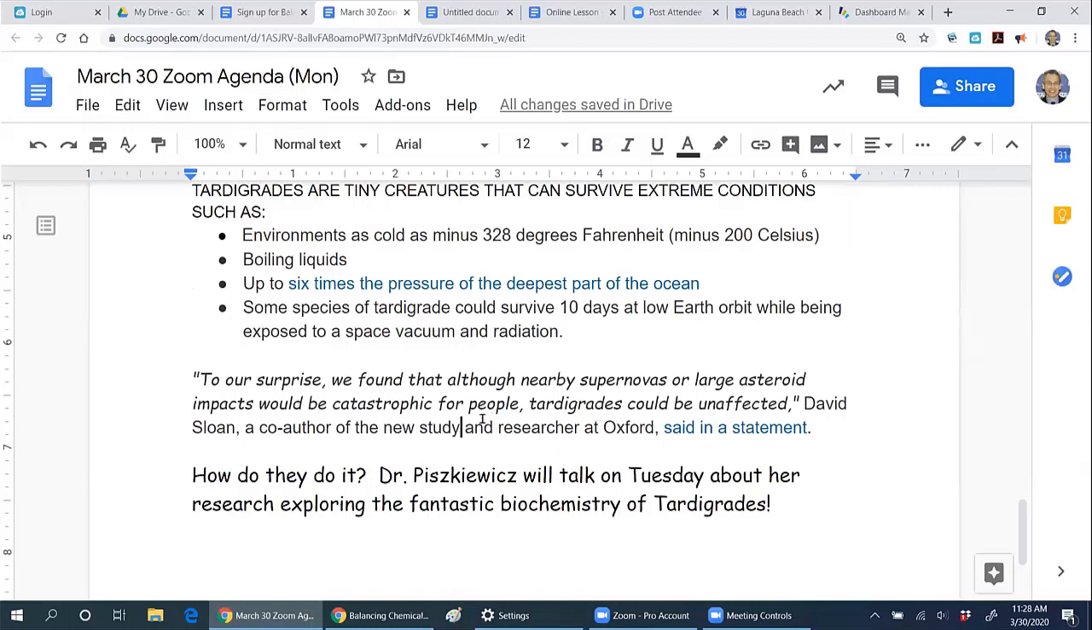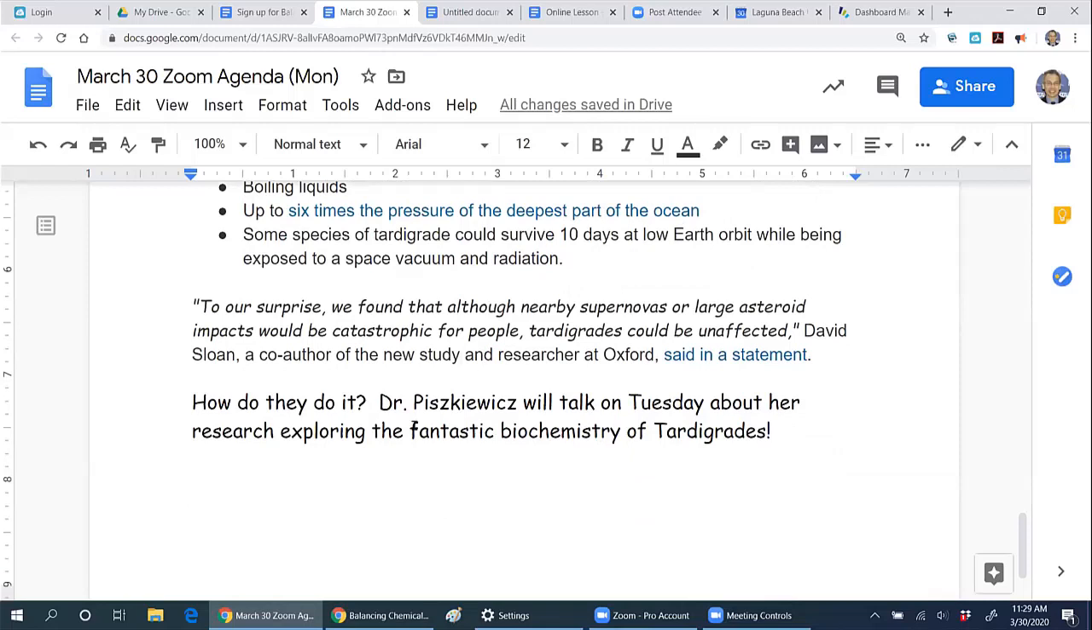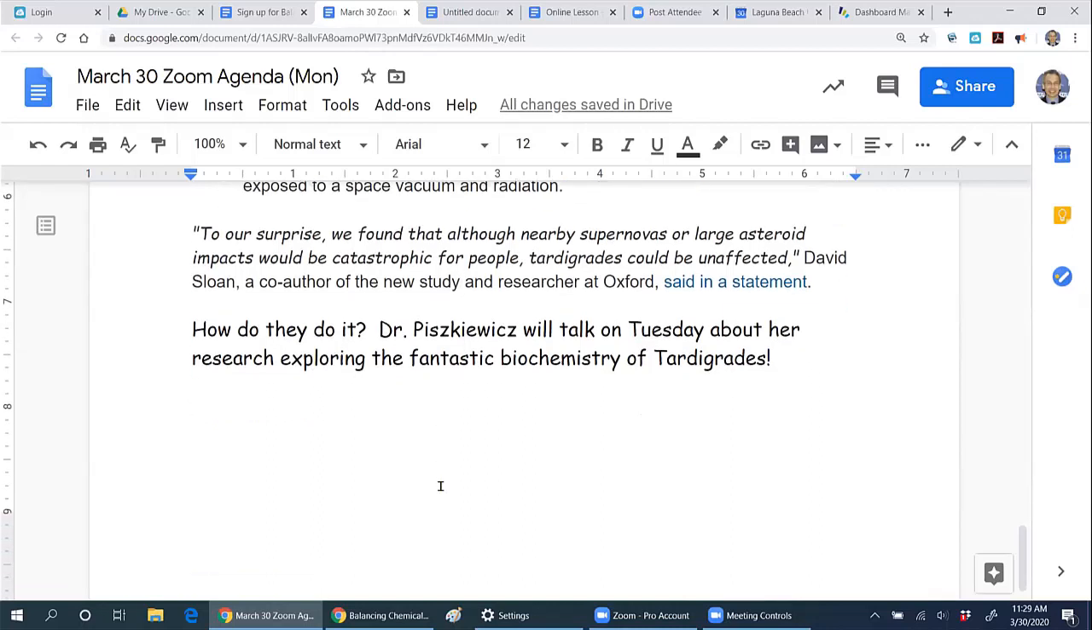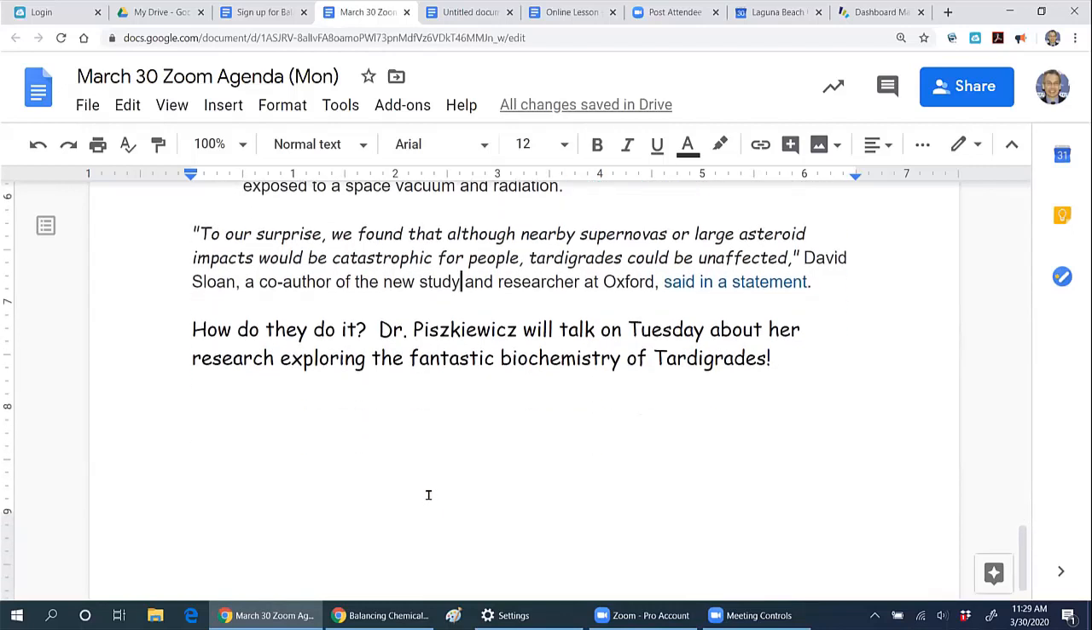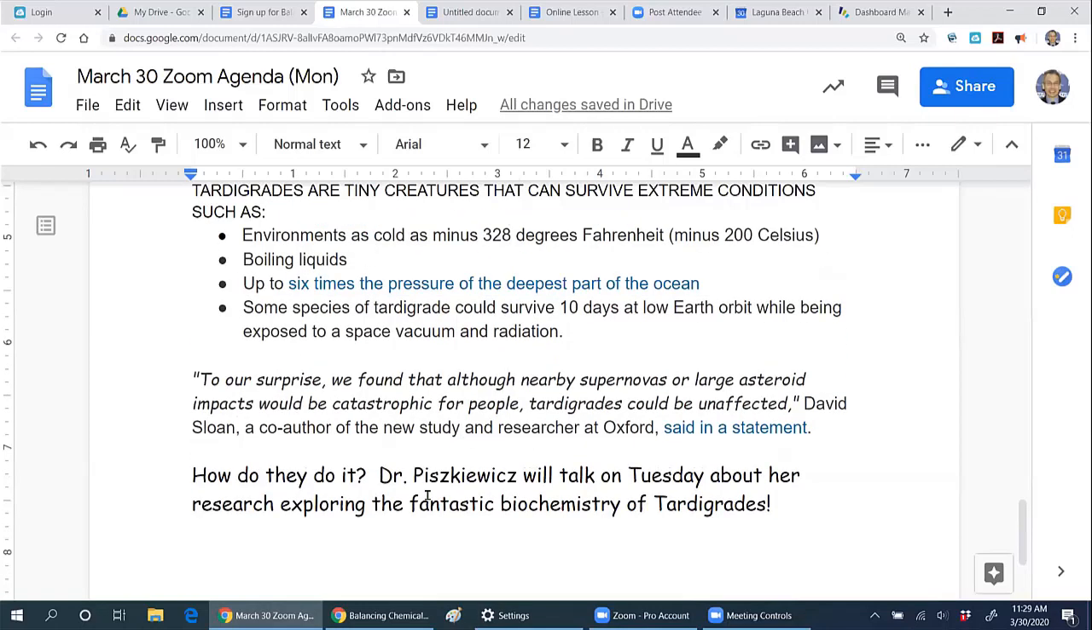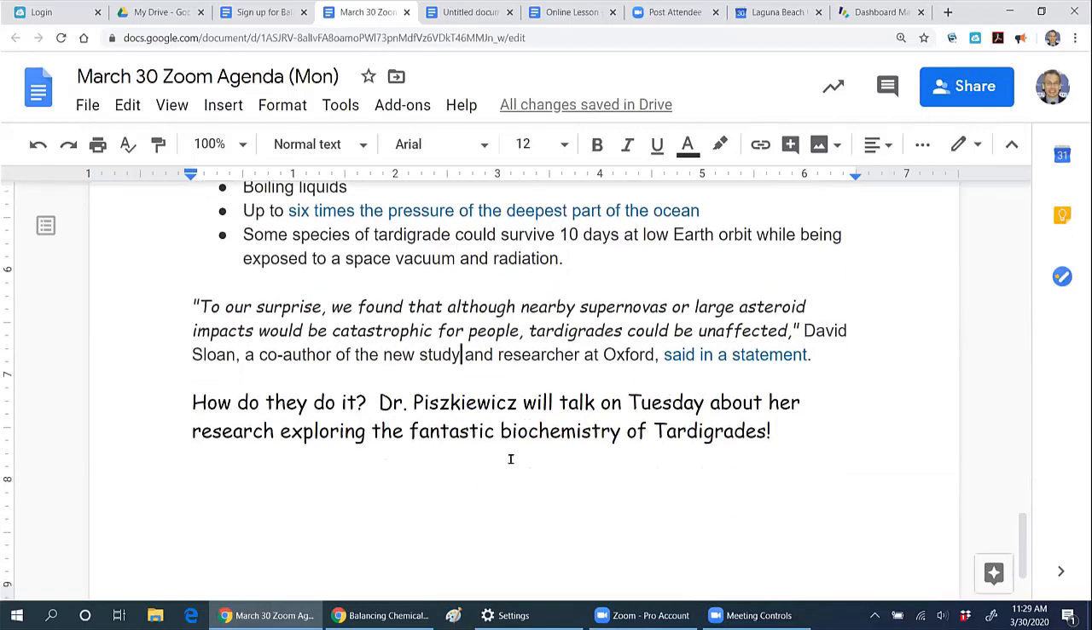This is excerpted, so it doesn't quite give you the right context. But the quote is, "To our surprise, we found that although nearby supernovas or large asteroid impacts would be catastrophic for people, tardigrades could be unaffected." So that's what Dr. Piskevich will talk about. She did research exploring how do they do it? How do they survive? And so this will be a great opportunity for you to see what does real science research look like, and have somebody, as I said, share her love of science with you.